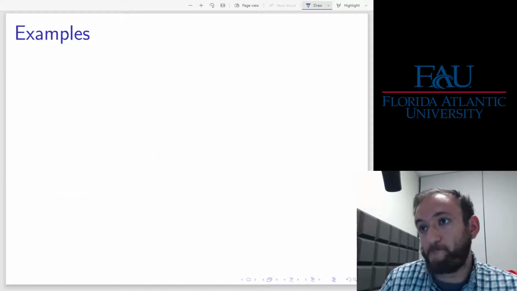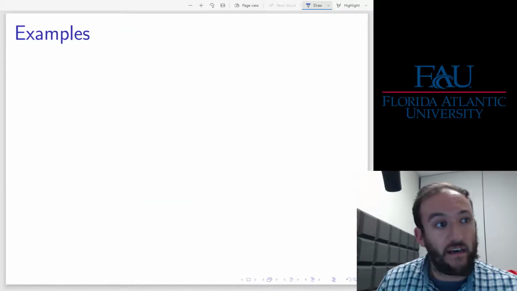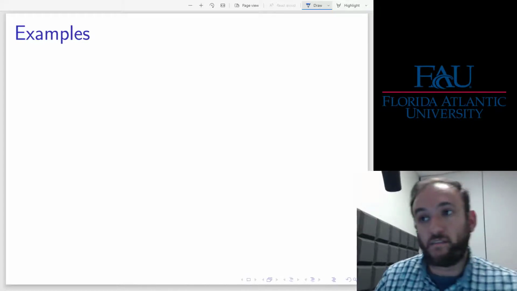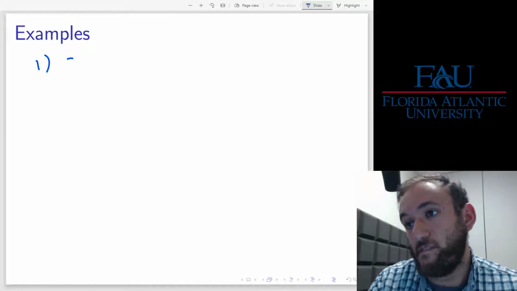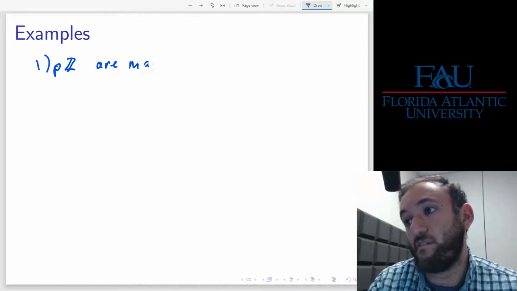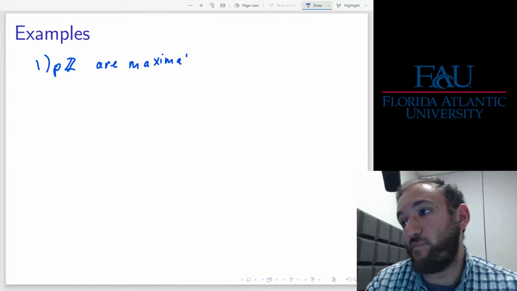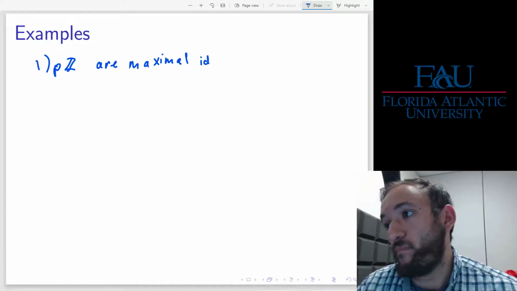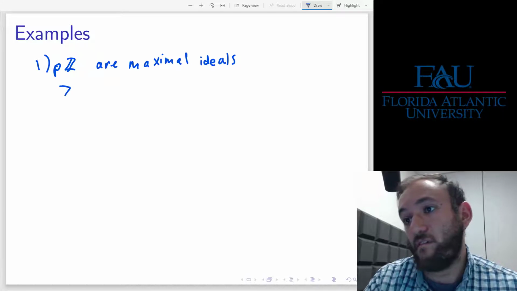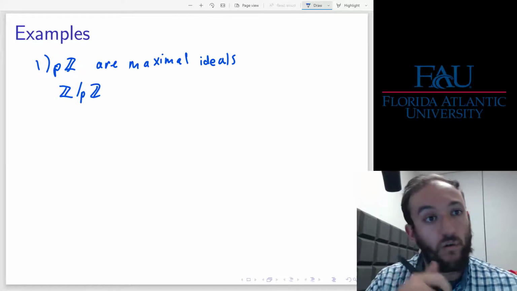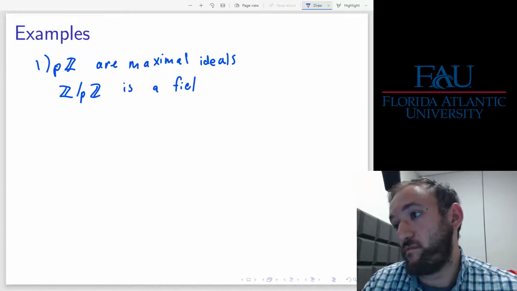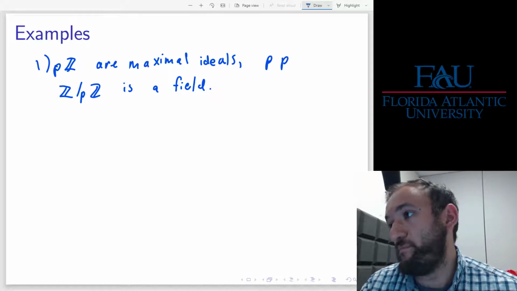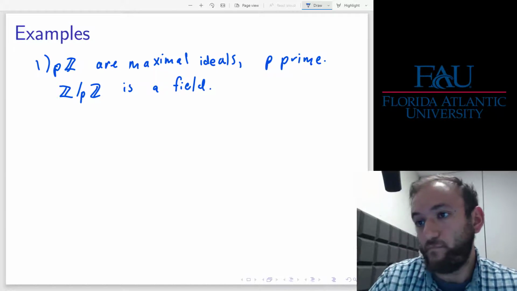Okay. Let's look at a few examples of maximal ideals and the corresponding quotient fields. If we have, for instance, Z, then pZ are maximal ideals as well as being prime ideals. And Z mod pZ we know are fields. Obviously this is with p prime.